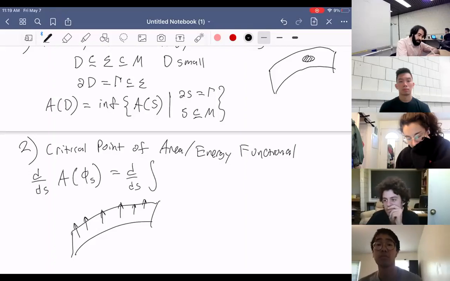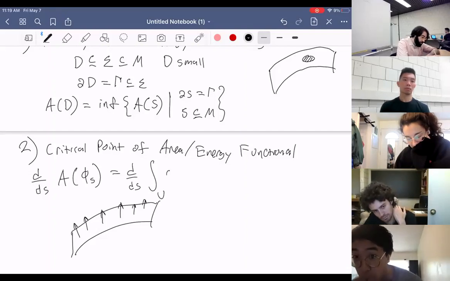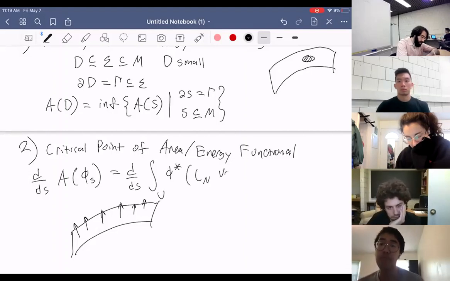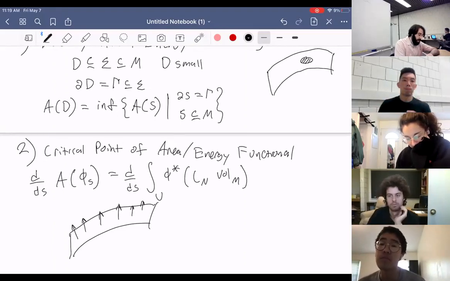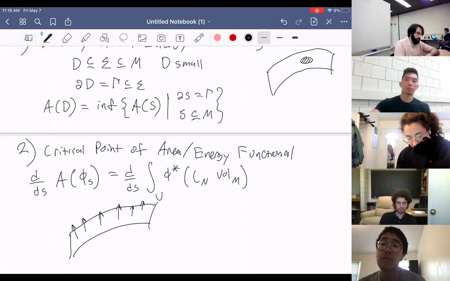And this is, let's say, u, I guess, d star of n volume on M. So what I'm doing is I'm taking the volume form on the ambient space and I'm pairing it with the normal vector. Since I'm dealing with surfaces in a 3-manifold, these are hypersurfaces. There's only one normal direction, right?